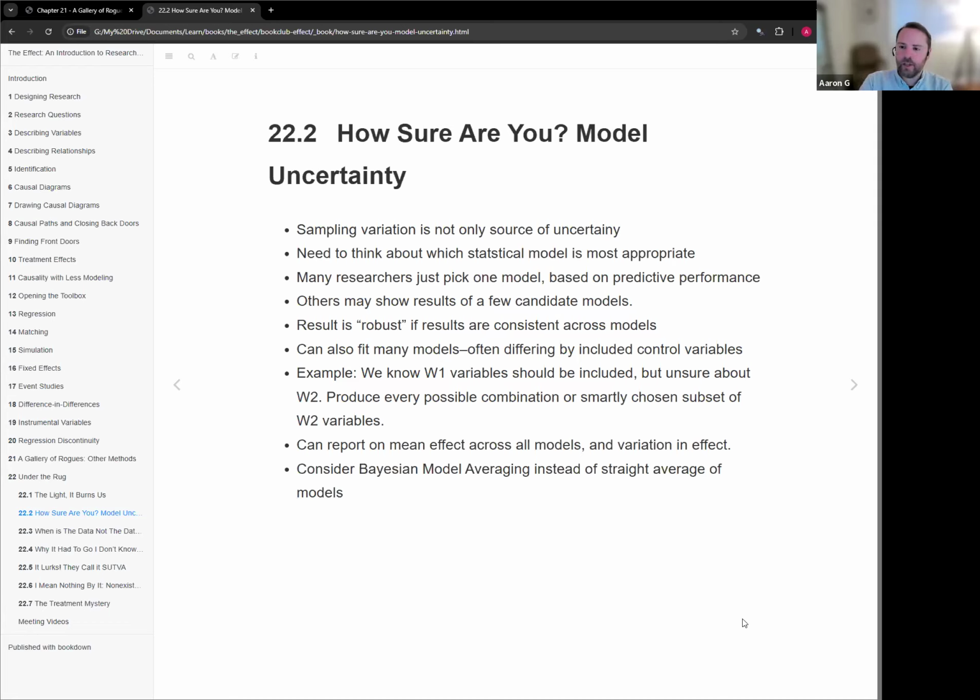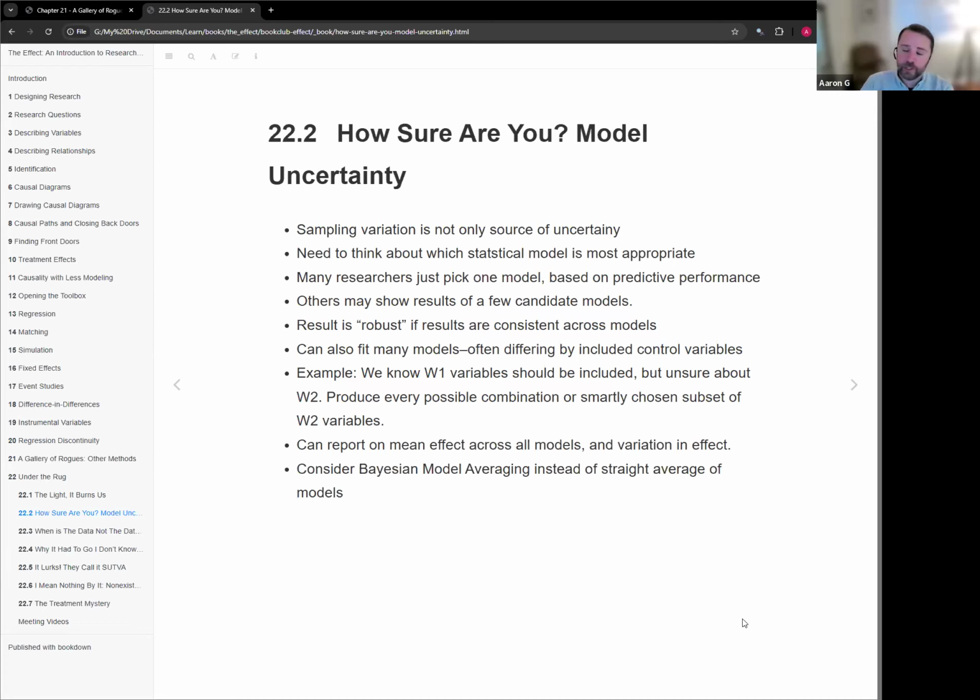And so we could think about multiple statistical models, and which one is the most appropriate. The most common approach is just to pick a model based on predictive performance, even when we're talking about the causal inference world, right? If it's an OLS, you could think of R squared or AIC or some other measure guiding you as to what model makes the most sense.